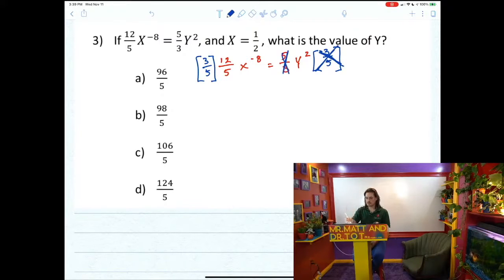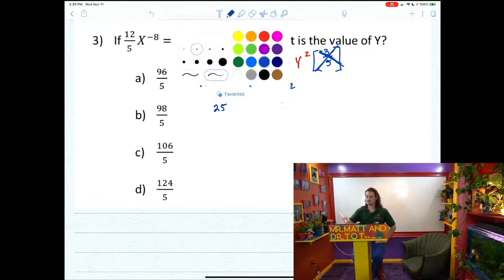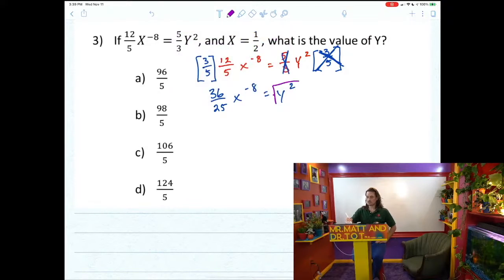And then multiplying across, I'm going to get 36 over 25 x to the negative 8 is equal to y squared. Now this is tricky because if you take the square root now, which we're going to do, we want y, not y squared. So I need to take the square root of both sides. But you need to make sure that you include everything in that square root. So this is going to be the square root of 36 divided by the square root of 25 times the square root of x to the negative 8 is equal to y.